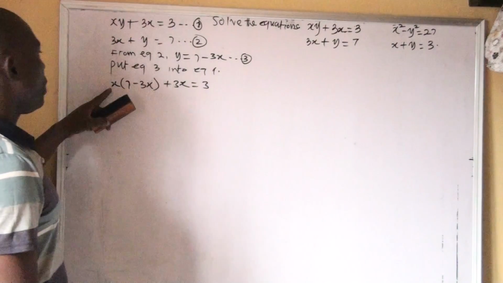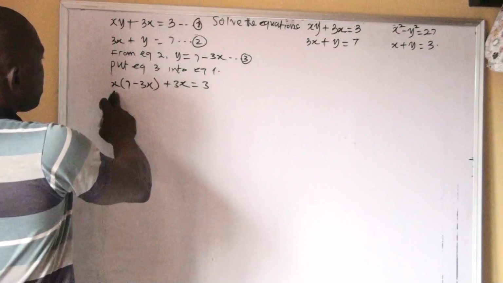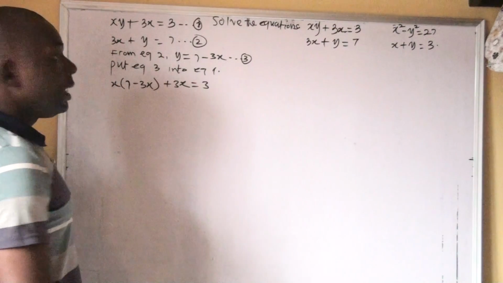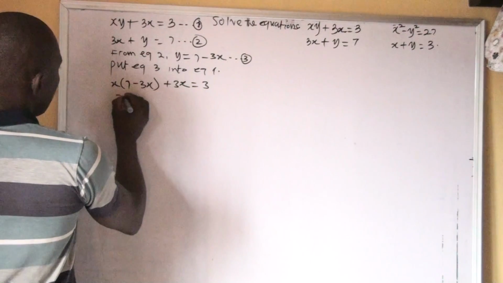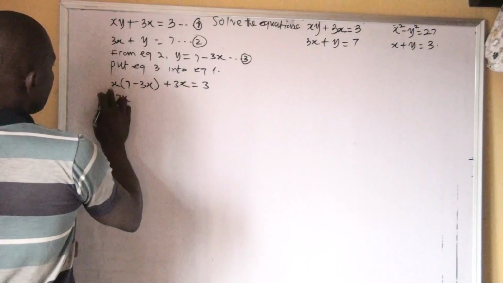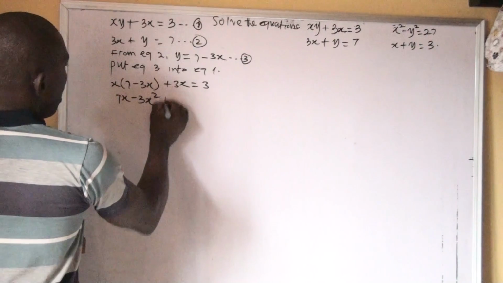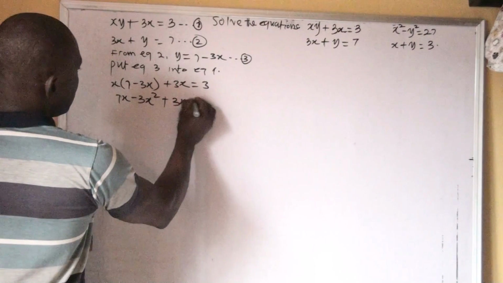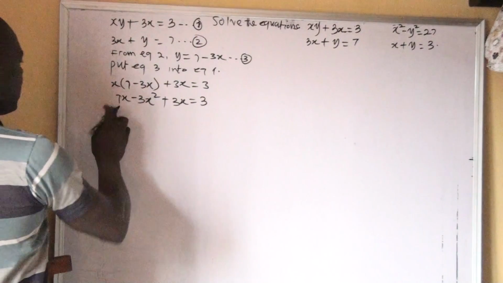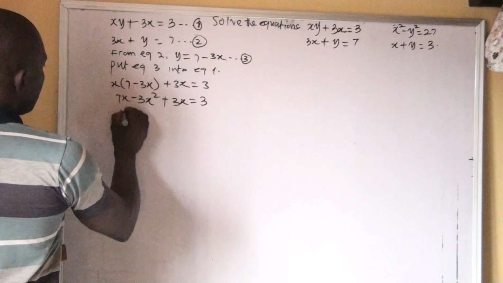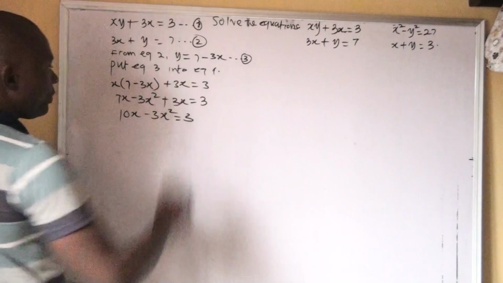Here we have x into 7 minus 3x. That means x is going to multiply everything in the brackets. If we do that, x times 7 gives us 7x, x times minus 3x gives us minus 3x squared, plus 3x equals 3. We have 3x plus 7x, that will give us 10x minus 3x squared equals 3.